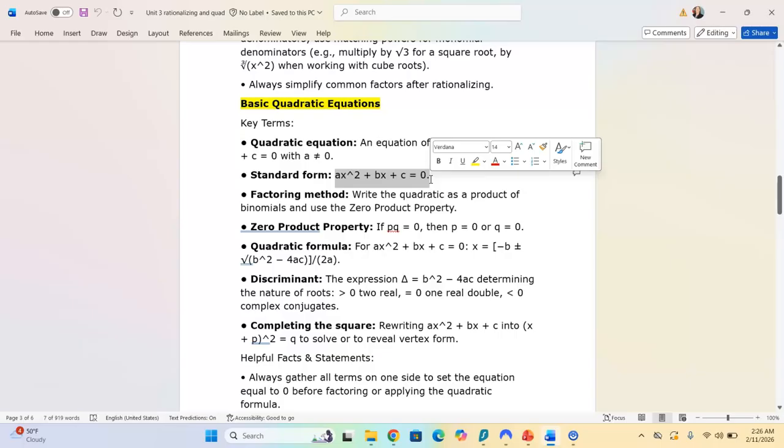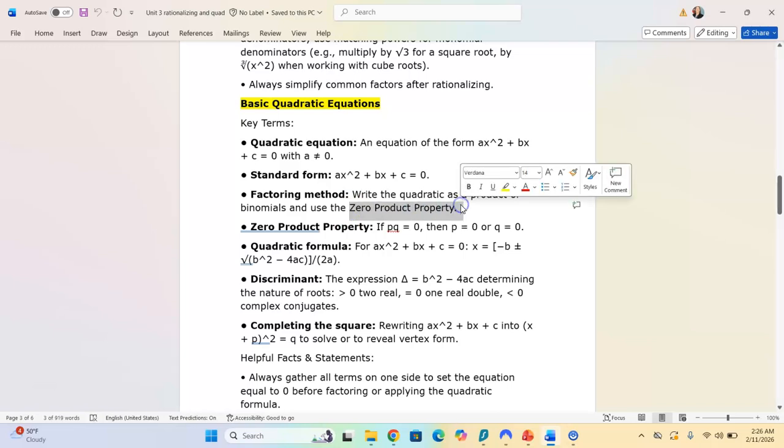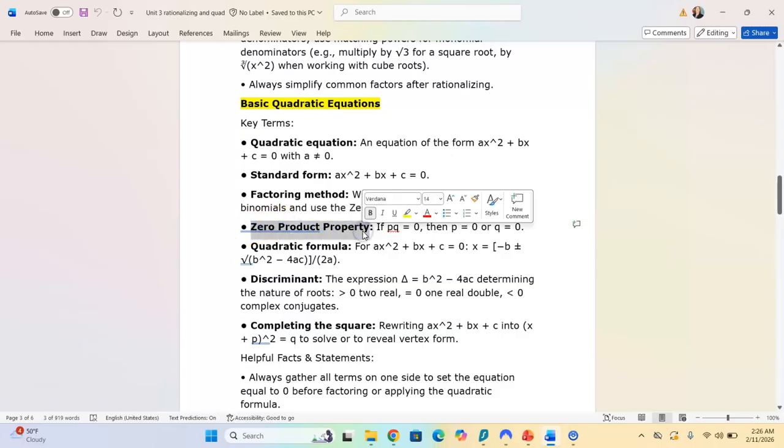So that's ax to the second power, okay? Remember, it's the little tiny 2 above the x. That's what it would look like if you were handwriting this. So this is your standard form. This is what you're going to be familiar with. And then when you're factoring, you're going to write the quadratic as a product of binomials and use the zero product property. Again, it's here for you, but you'll be reminded that I've given you some of this vocabulary previously.